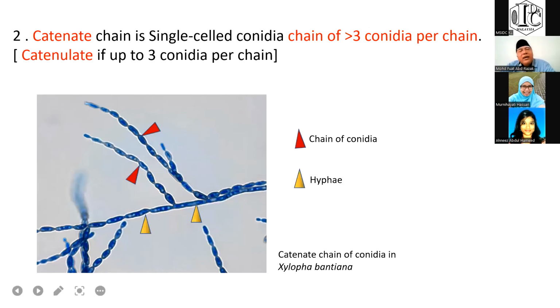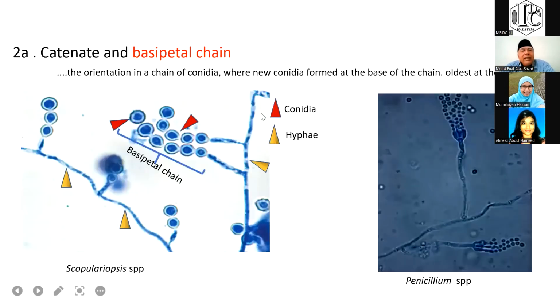And if the conidia are in chain, there are two types of chain. Luckily, there are two, not five, not six. We call chain of conidia catenate if there are more than 3 conidia per chain. If up to 3, we call it catenulate. If you look at this chain of conidia, the conidia here is smaller than here. So this is the youngest conidia, and this is the oldest conidia. The youngest conidia is at the apex, near the conidia forming cell. When new conidia form at the base of the chain, we call this a basipetal chain.